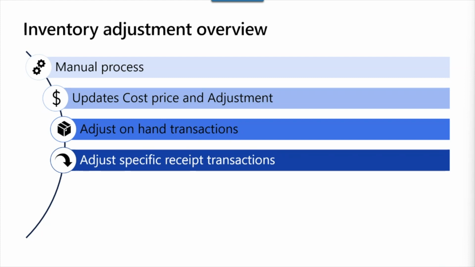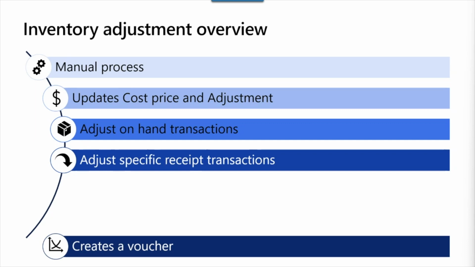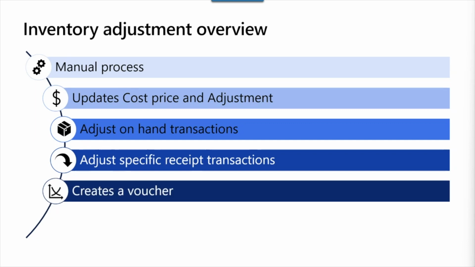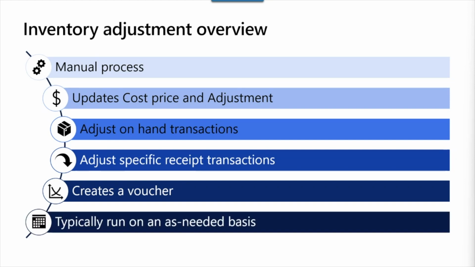Generally, we recommend that you correct the source document transaction where possible, as updating the cost of a purchase order receipt by using the adjustment feature, for example, does not update the invoice amount or the liability owed to the vendor. When you post the adjustment, a voucher is created, just like with the close or the recalculation process. And this process is typically used on an as-needed basis.